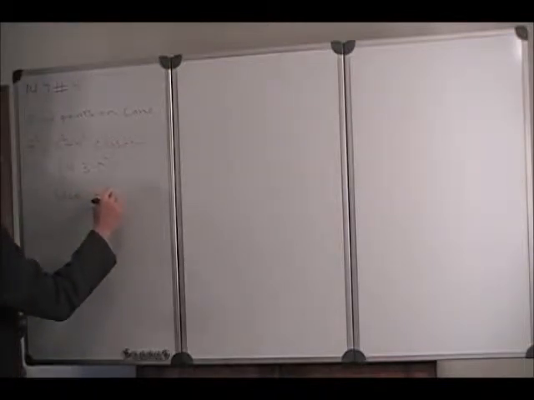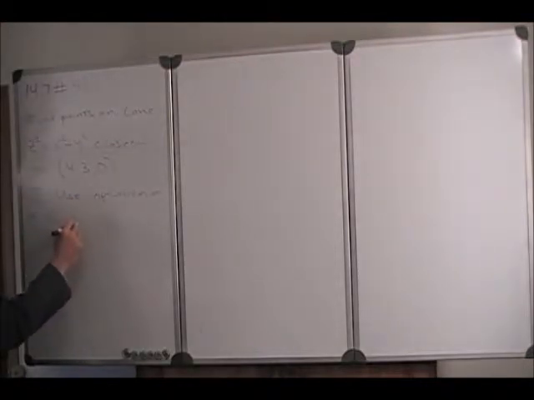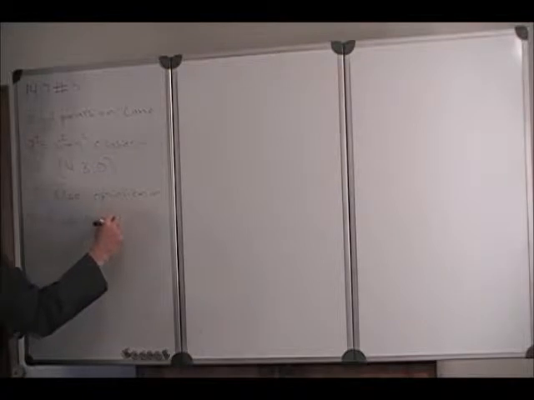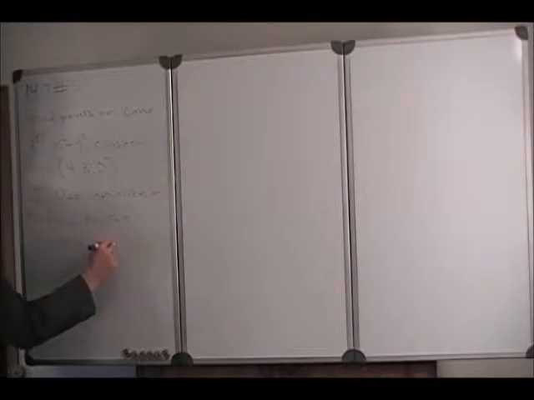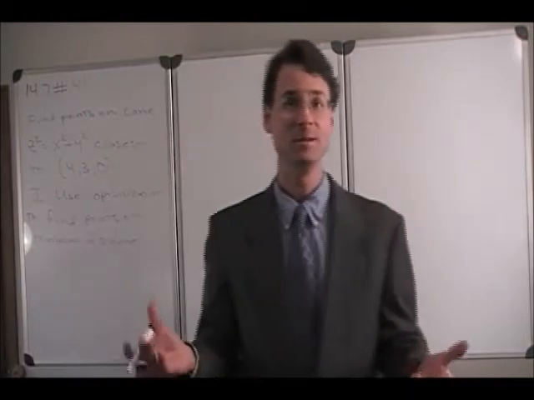So let's go ahead and interpret the problem. Here we want to use optimization to find the points of minimum distance, because that's what closest to really means. Closest to means we've minimized the distance between the point and the cone.